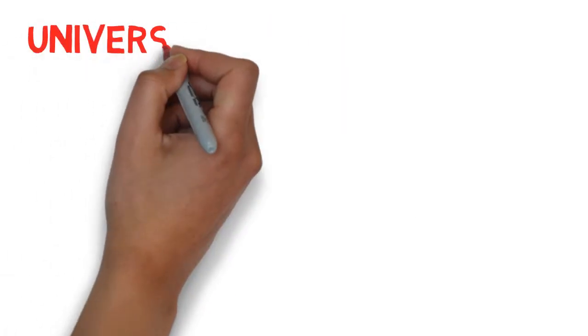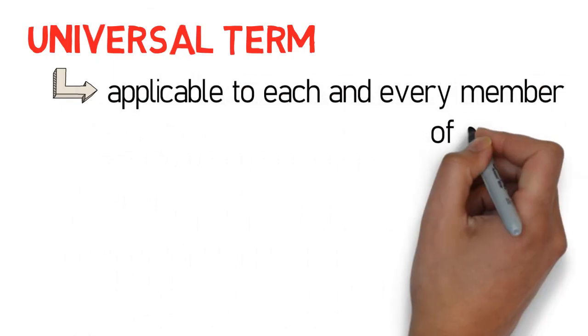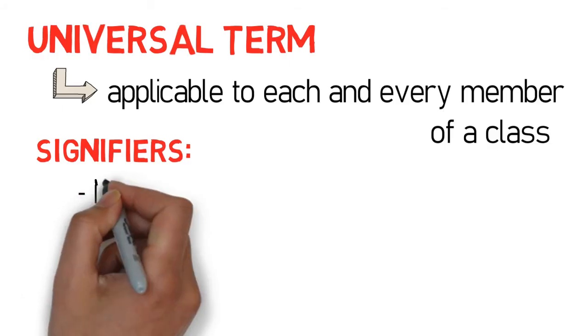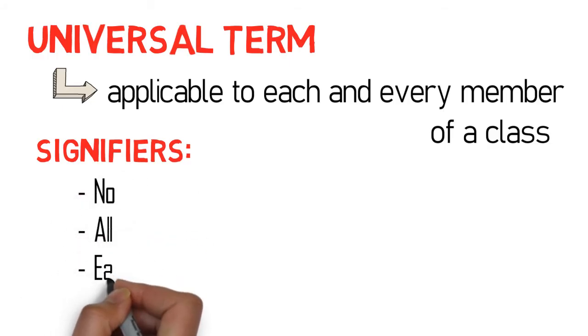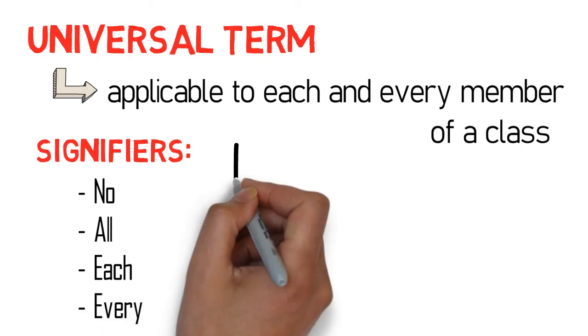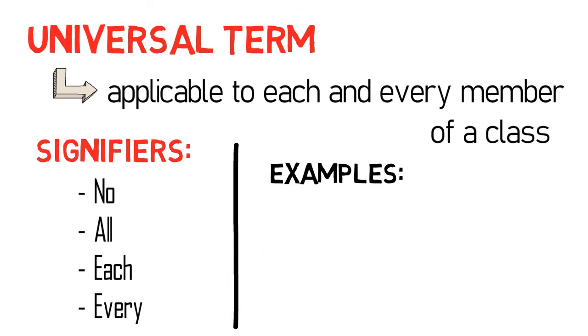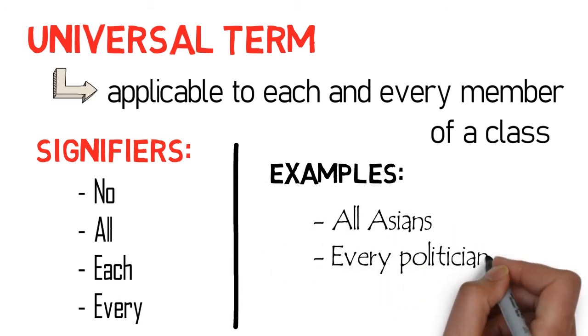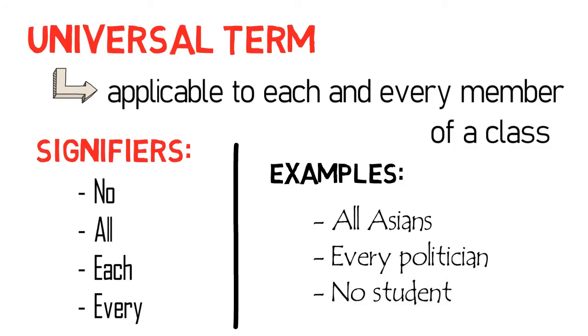Now, a universal term is one that is applicable to each and every member of a class. Some of the signifiers of a universal term are no, all, each, every, and the like. Examples: all Asians, every politician, no student.